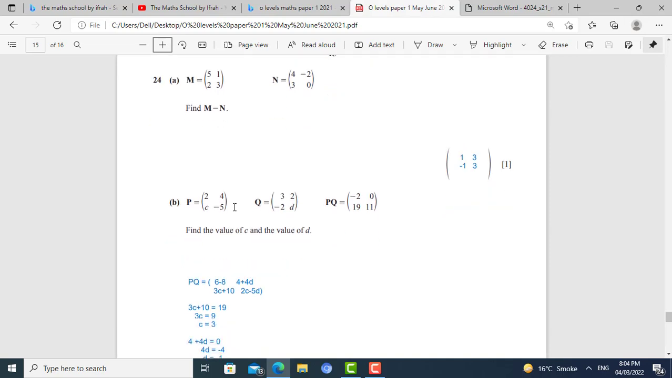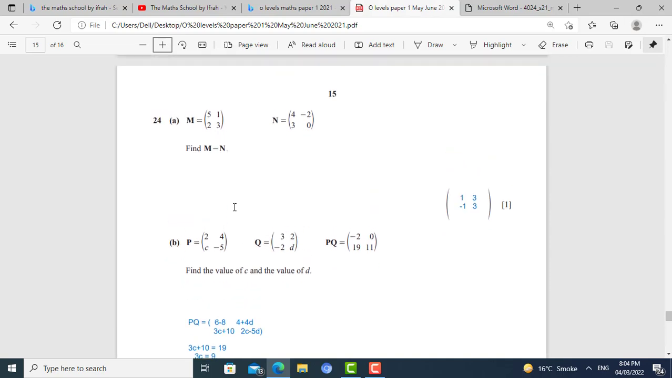Okay. Let's have a look at some of the questions. Now m is this, n is this, m minus n is this, because 5 minus 4 is 1, 1 minus minus 2 is 3, 2 minus 3 is minus 1 and 3 minus 0 is 3.